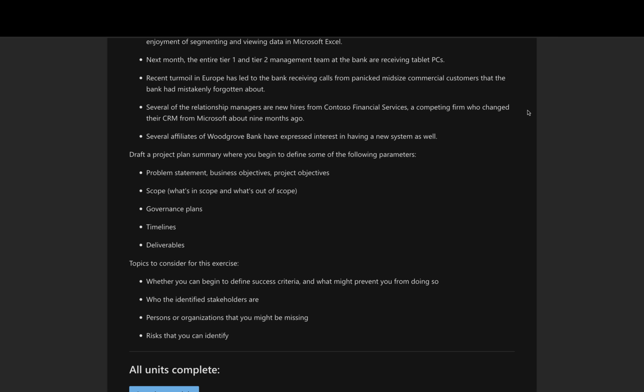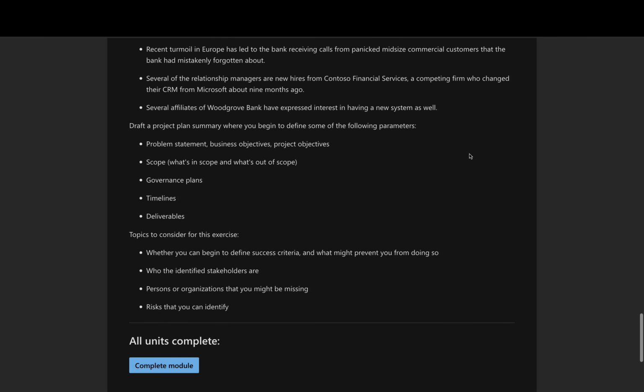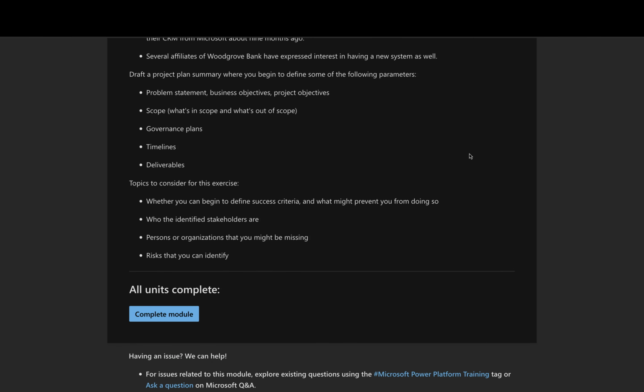Draft a project plan summary where you begin to define some of the following parameters: problem statement, business objectives, project objectives. Scope. What's in scope and what's out of scope. Governance plans. Timelines. Deliverables.